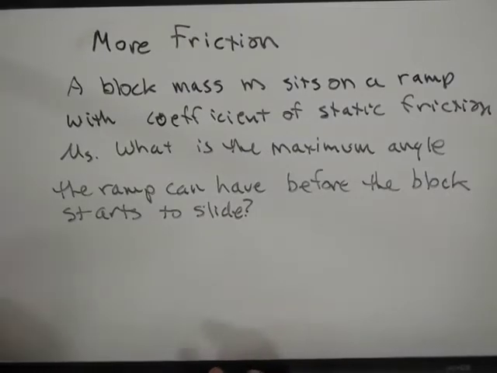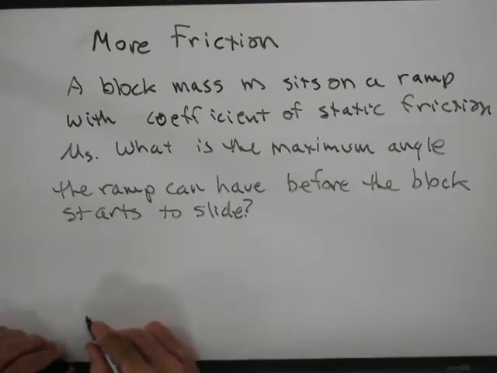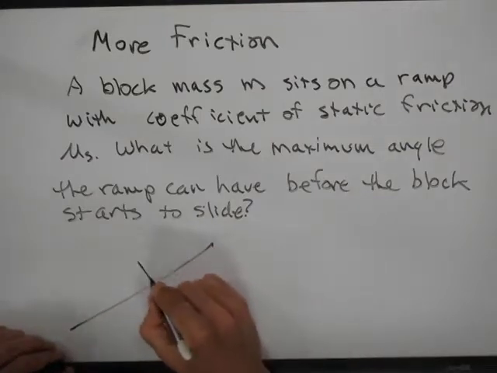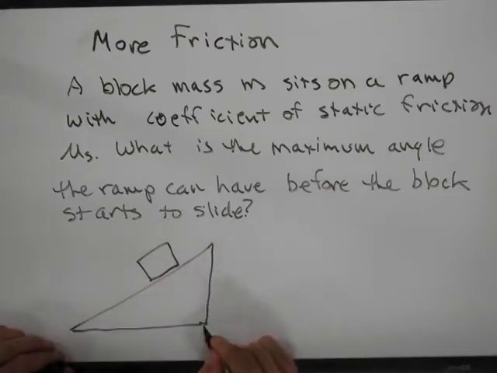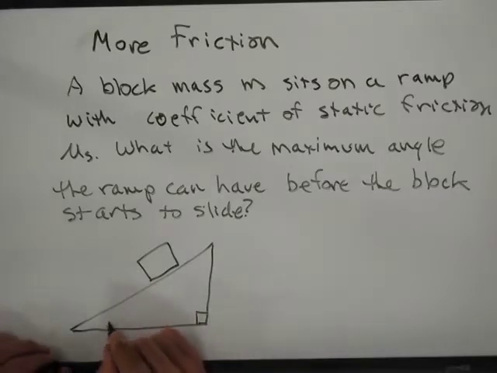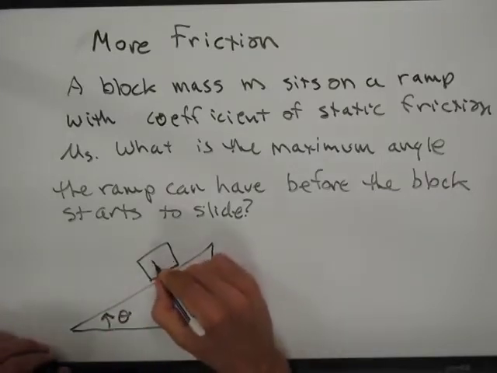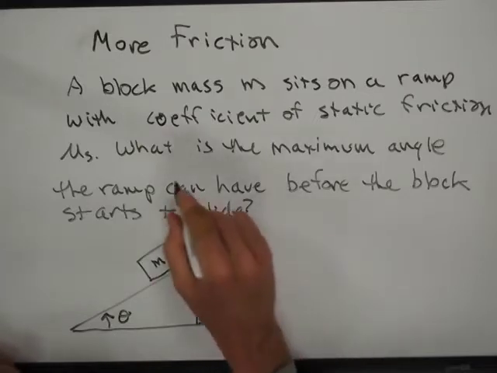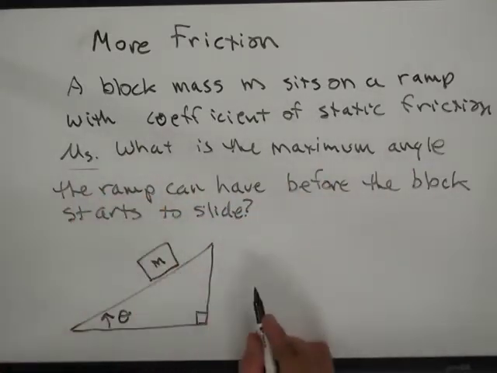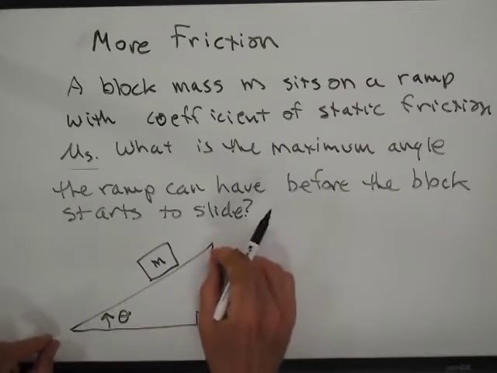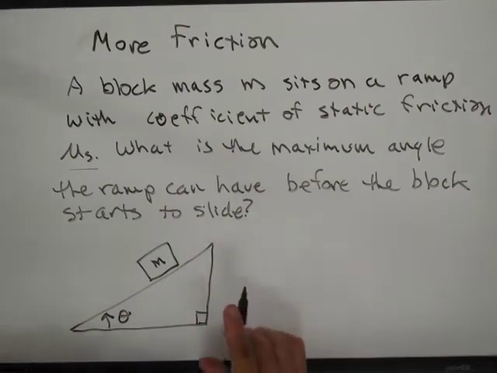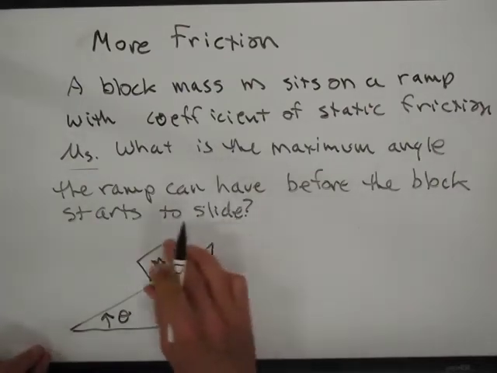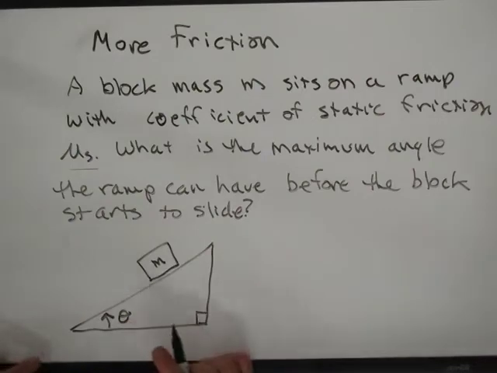Okay, here's another friction problem. A block of mass m sits on a ramp with coefficient of static friction mu sub s. And so here's my block, and it sits on a ramp, and the ramp has an angle theta. The block has a mass m. The coefficient of static friction is mu sub s, so it's sitting on the ramp. What we do is we keep raising the ramp, increasing the tilt until right before it starts to slide. If we raise it any more, it slides. What's the maximum angle you can have under that circumstance?